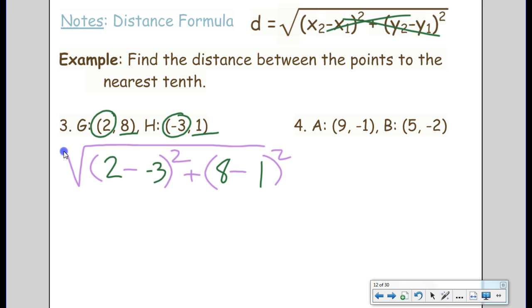Hey guys, what's 2 minus negative 3? Which is really 2 plus 3. 5. Okay. 5 squared plus, what's 8 take away 1? 7 squared. Oh, that's much prettier. Now you can go to your calculator. 5 squared plus 7 squared. Take the square root. Just like Pythagorean theorem. 8.6?